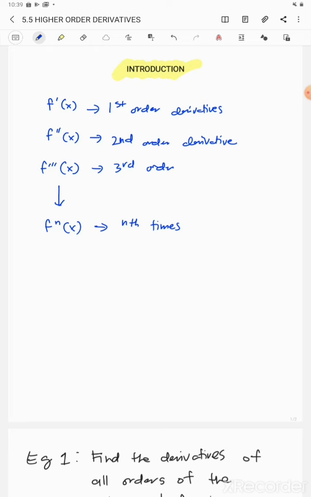So meaning that you have to differentiate many times. Let's say we have to differentiate 4 times, you can write it as f superscript 4 of x. So this is the fourth order derivative.